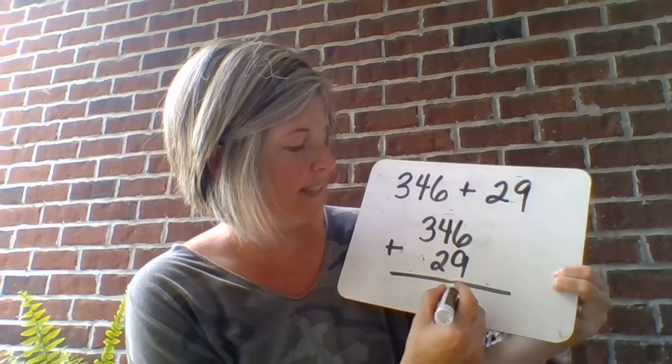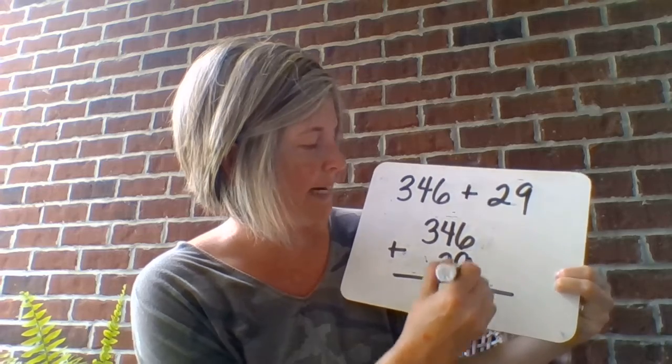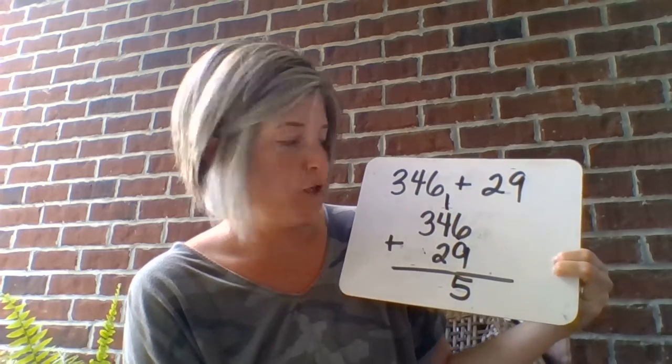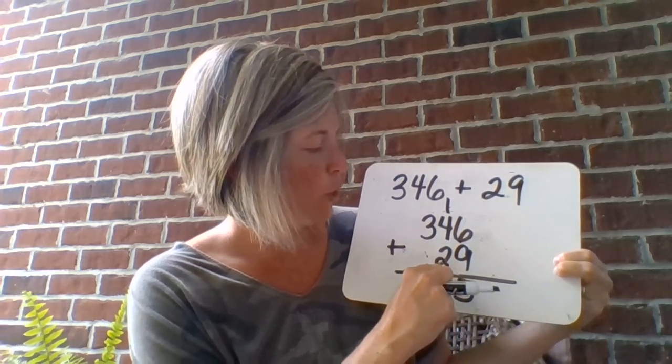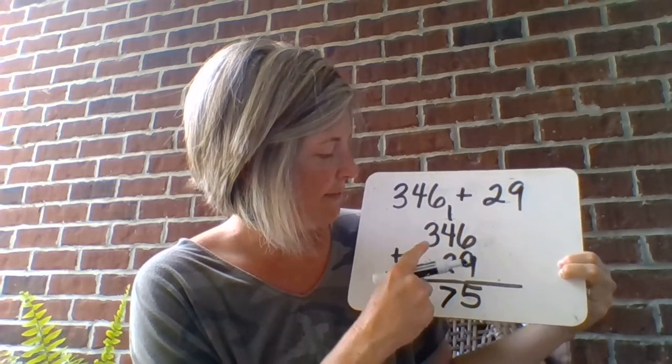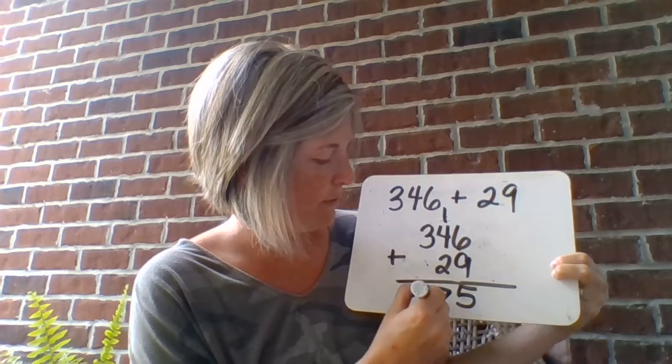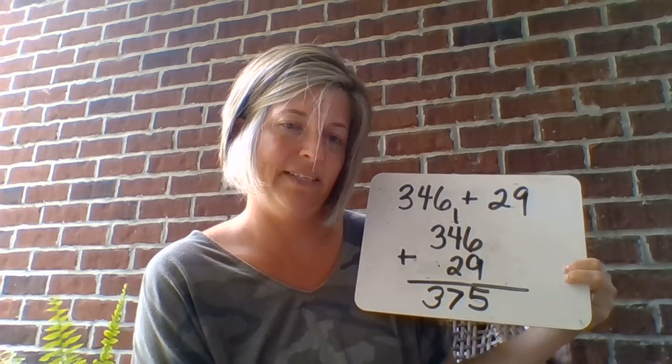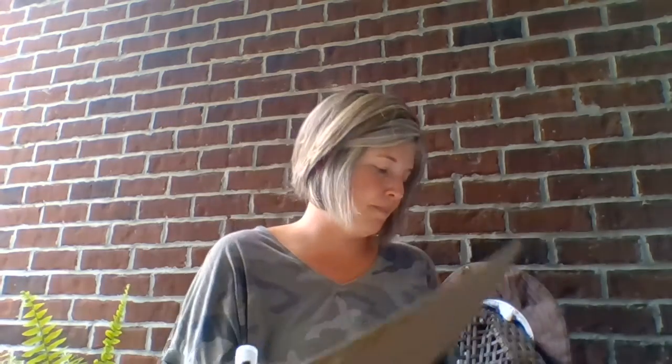9 plus 6 is 15. I'm going to write my 5 and bring my other 10 over here, carry my 1. 2 plus 4 is 6, plus 1 is 7, and 3 is by itself. So 375. Very good. Okay, let's look at another problem.